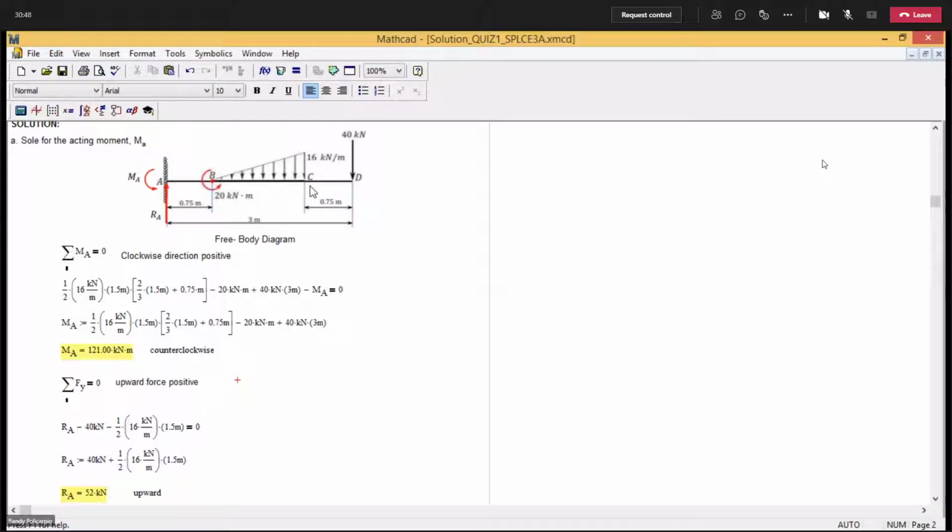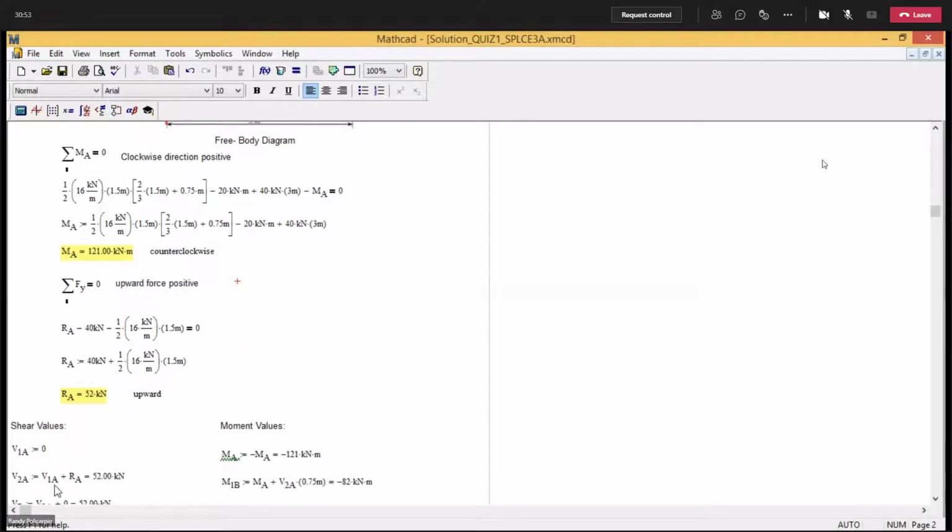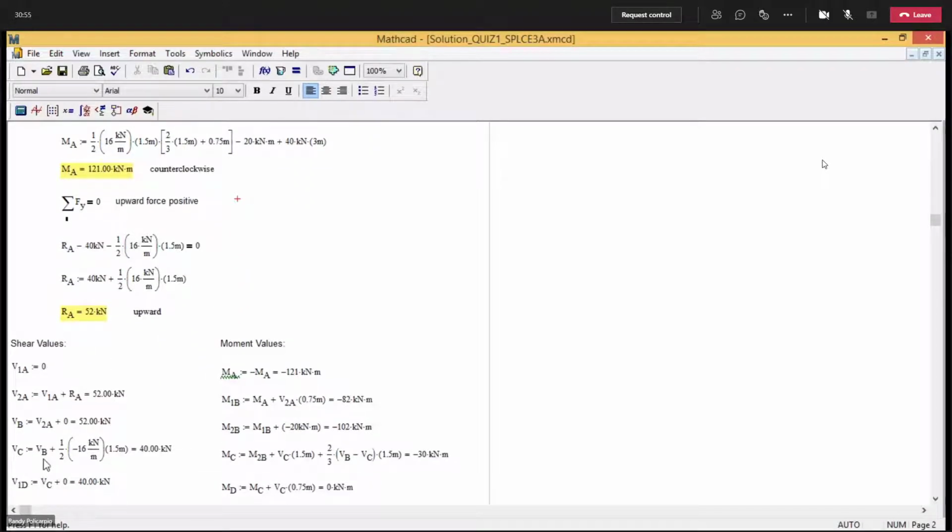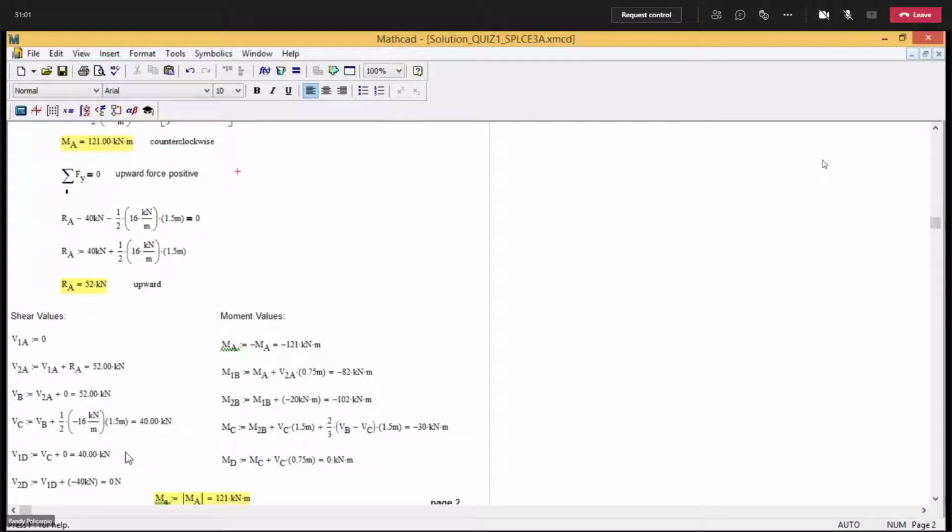This is uniformly varying, so we get its area. Now this is V sub C. We're going to add the initial plus the area of the load, and since that load is acting downward, it is negative. The result is 40 kilonewtons.